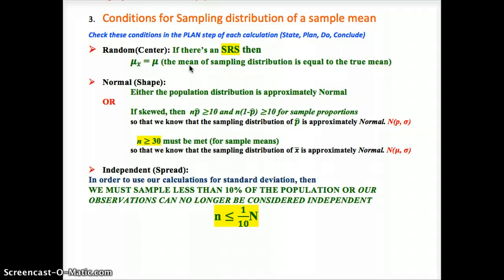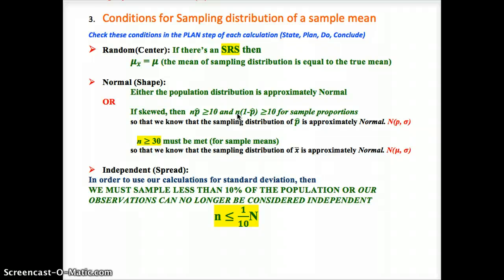The normal condition for shape. This is the one you need to pay close attention to. For proportion, we had this rule: n times p hat, the sample size times the sample proportion, had to be greater than or equal to 10, and the sample size times the complement of the proportion had to be greater than or equal to 10, which basically told us that for a proportion close to 0% or 100%, you're going to need a large sample size to truly capture it. Again, because if you have a proportion that's 1%, you'd likely need a lot of people to actually capture it, since that'd be 1 out of 100 people if that were the true proportion.